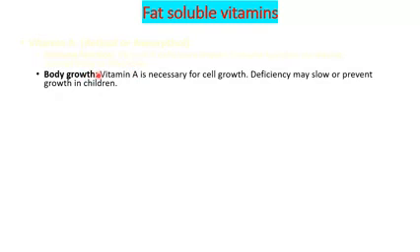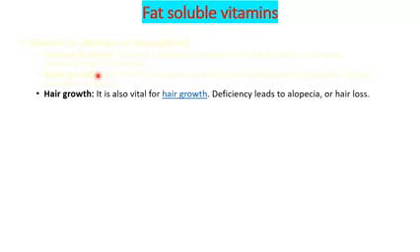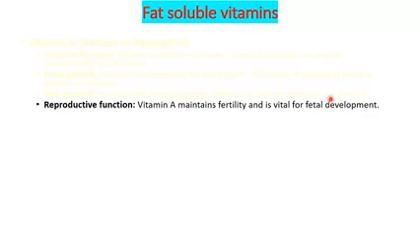So it also regulates body growth. Okay, so the deficiency slows down growth in children. It also interestingly regulates hair growth. Okay, it's also vital for hair growth. Deficiency leads to alopecia or hair loss. Normally, if you go to a skin doctor for hair loss, they will recommend some vitamin tablets, and they will ask you to eat vegetables, leafy vegetables, so that the vitamin can be supplemented in the diet.